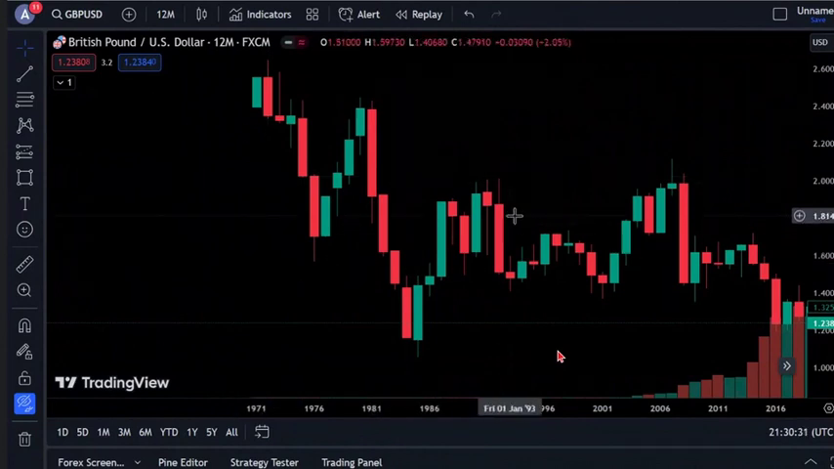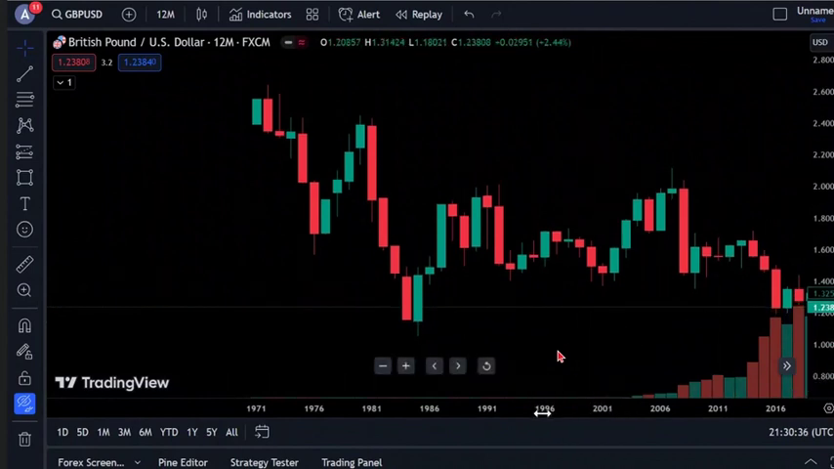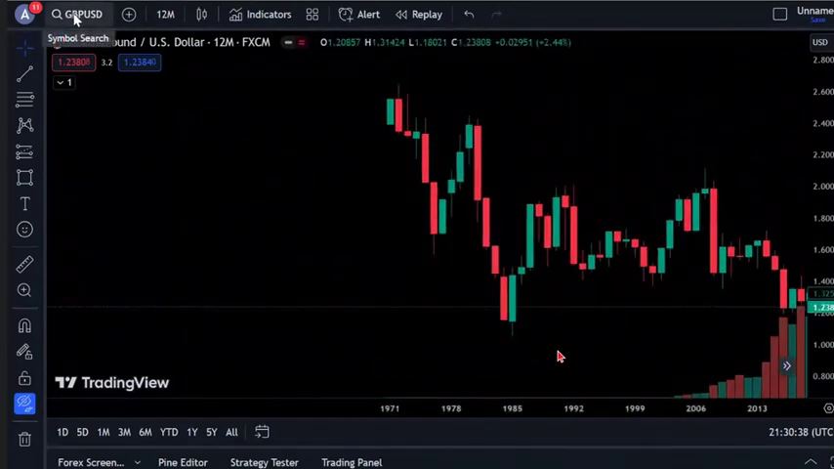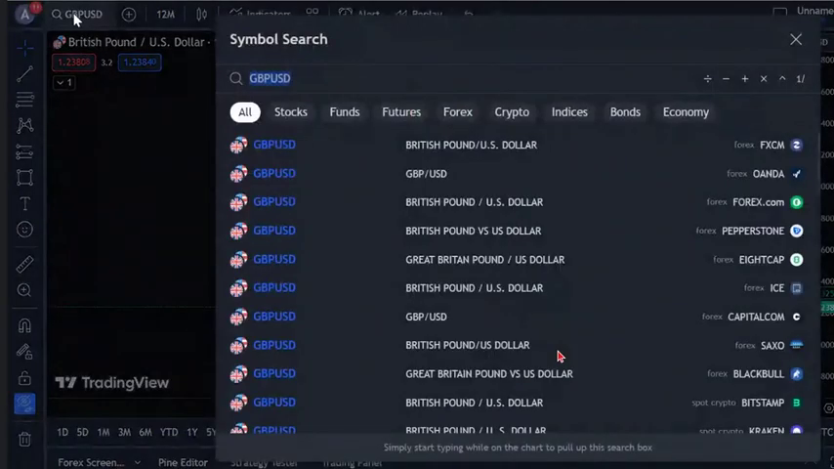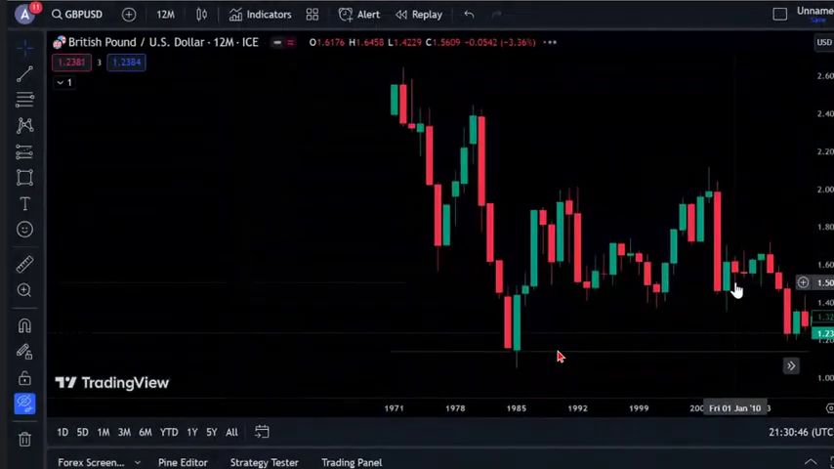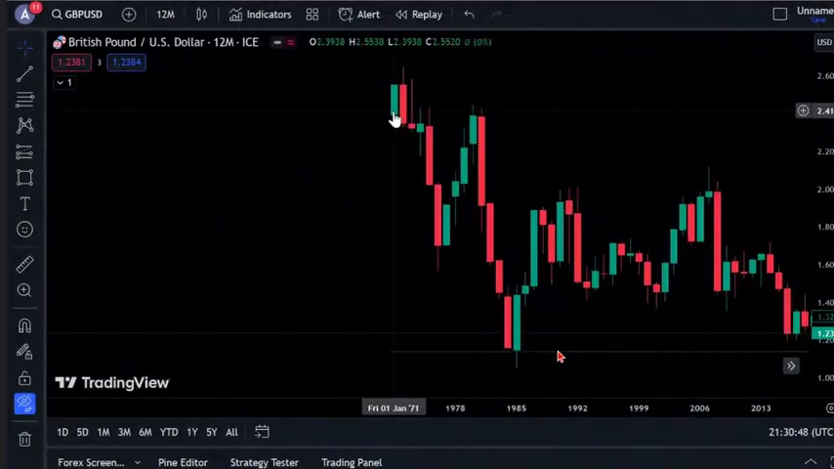Okay, 1971. FXCM may be the winner. So click on GBP USD again, and then click on ICE. ICE has a lot of data too. You'll learn this stuff once you start, because it only makes sense to choose a broker with the most data. Click on ICE. So we got 1971. Okay, so now we got a contender.